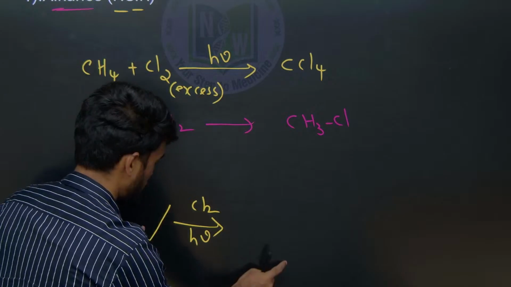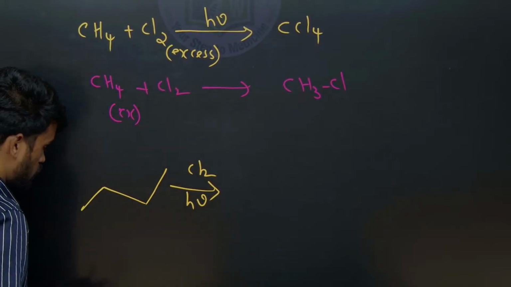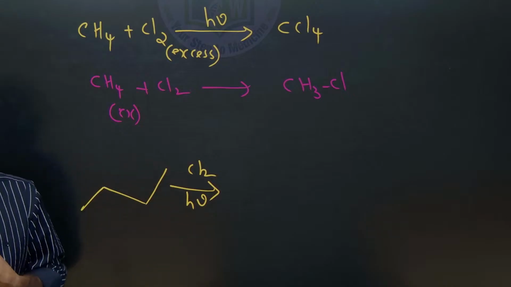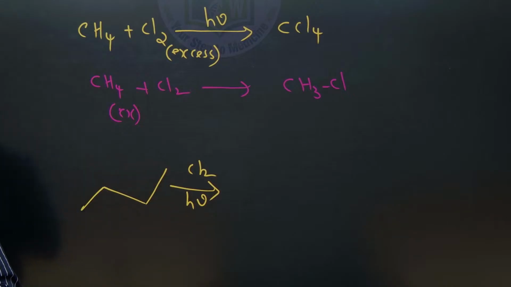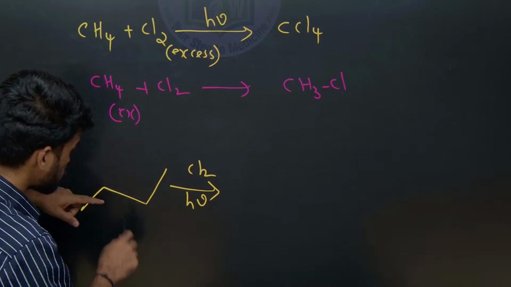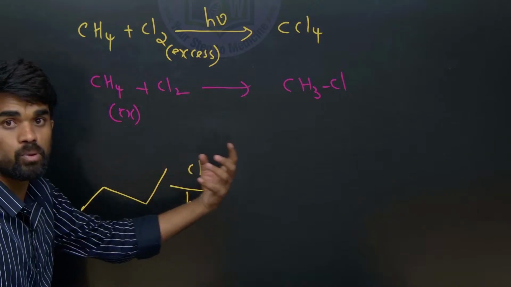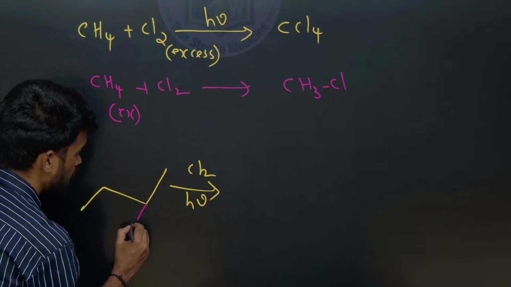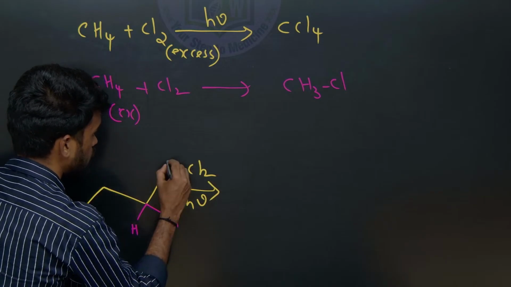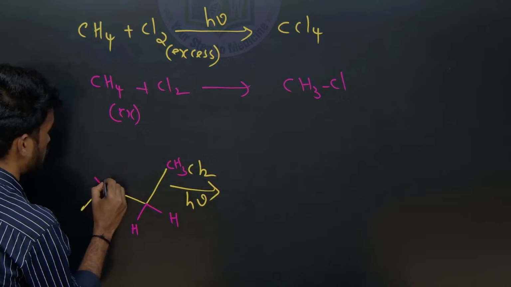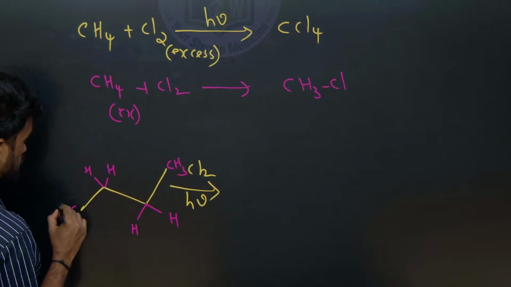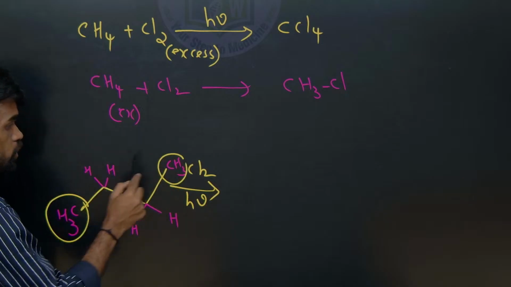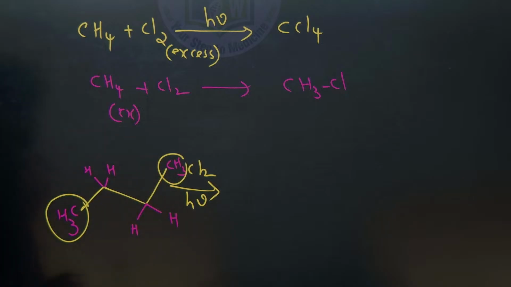If you want, I will give some clarity with some tricks here. They will give one question like this and ask what the number of possible products is. In that case, just highlight the hydrogen atoms present here. How many types of hydrogen atoms are present? Check that. The terminal carbons are the same, therefore the hydrogens present on these terminal carbons are the same.